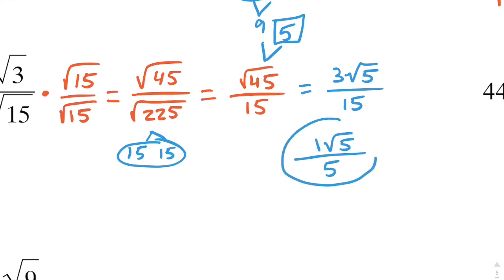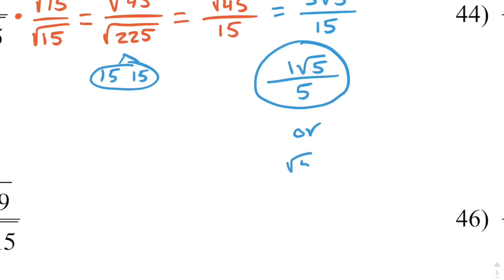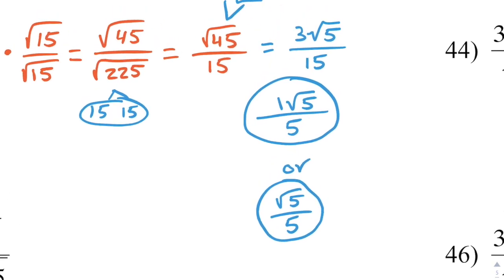So this is my final answer. Or I could say square root of 5 over 5. They're equivalent. It doesn't matter if there's a 1 there or not. So I simplified to the square root of 5 over 5.